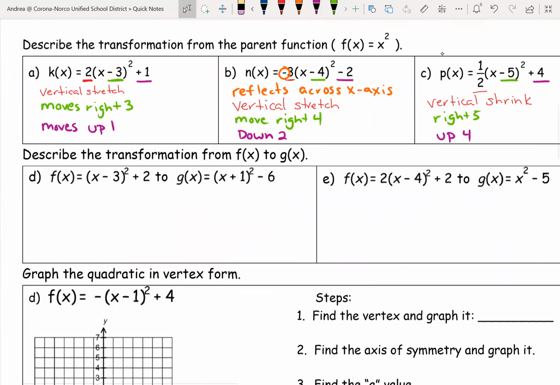Okay, now sometimes they're going to ask you to compare it to a different equation, not just the parent function where everything starts at 0, 0. Okay, they're going to compare f of x equals -x minus 3 squared plus 2 to g of x equals x plus 1 squared. Describe the transformation from f of x to g of x. That's what they're asking you to do. Okay, so we need to have a starting spot. I always graph this on a number line. Makes it easier for me.